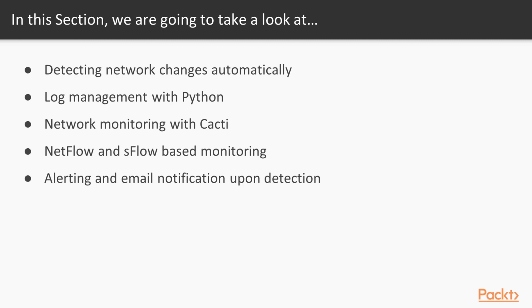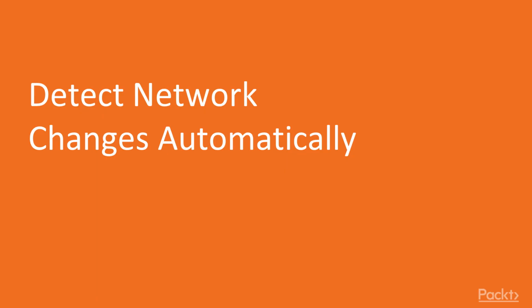Even if you're on the console right away, you still need time for the device to pop up that event for you to detect and react to it. So at least we could automate the monitoring portion of it. We're also going to look at log management with Python. We're going to look at how we integrate Python with popular monitoring tools such as Cacti. We're going to look at NetFlow, sFlow based monitoring, as well as alerting and email notification upon some of the detections. So let's look at how we can detect network changes automatically.